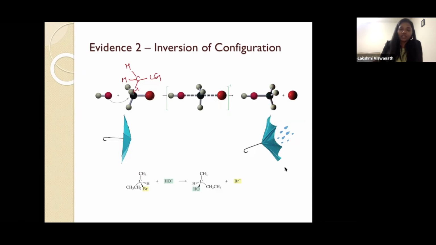While there may not be any stereochemical implications in this compound right here, which doesn't have any chiral center, for a compound like this, where there is a chiral center, there is going to be an inversion in configuration. So if it's R, then it's going to get changed into S. This inversion in configuration is called Walden inversion, named after Paul Walden, the scientist.